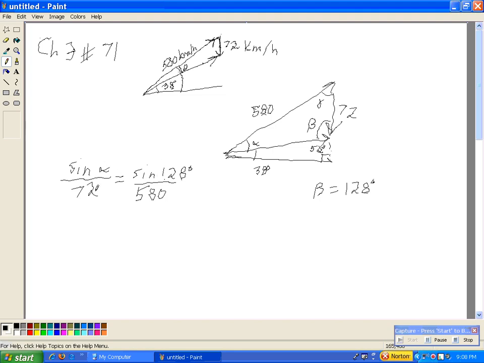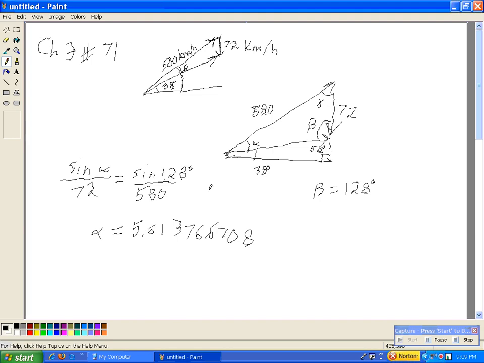Now you cross multiply and take the inverse sine, and you get alpha equals, what did I get? 5.6708. Okay, so that's what alpha is, but they want this whole angle.